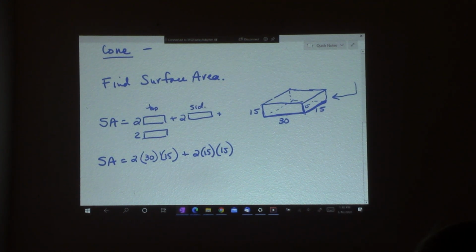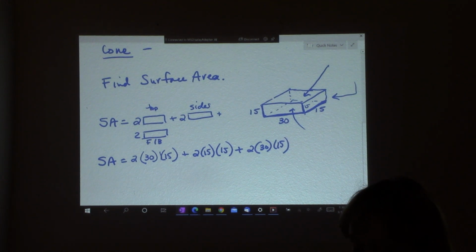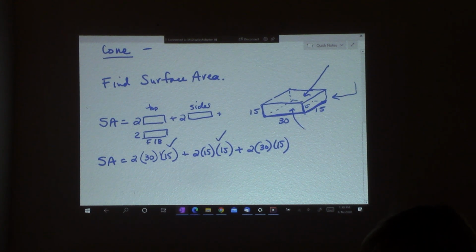These are the sides. Now I'm going to do front and back. So I'm looking here, and I have the front is going to be 30 times 15, and so will the back. So I've got 2 times 30 by 15. Now, I can look at this, it has a lot of numbers, but I can see I've got 1, 2, 3 sets of sides. I have everything. And this is the work I want to see on your paper.